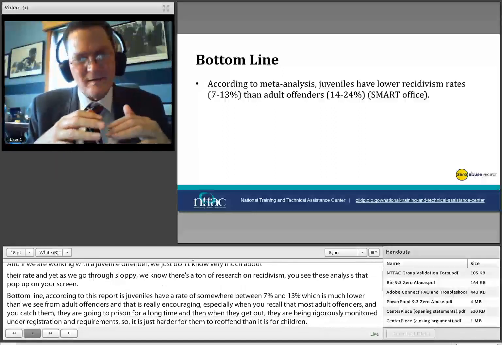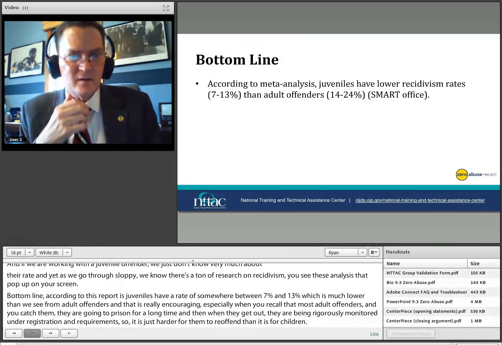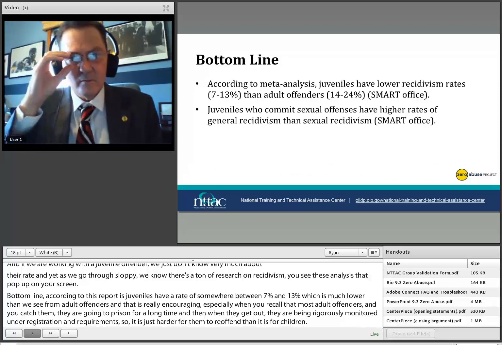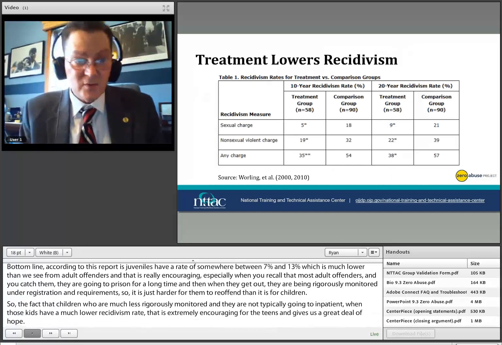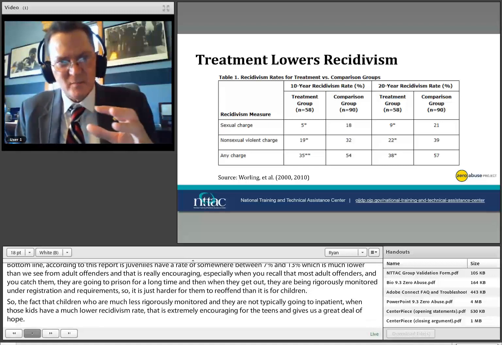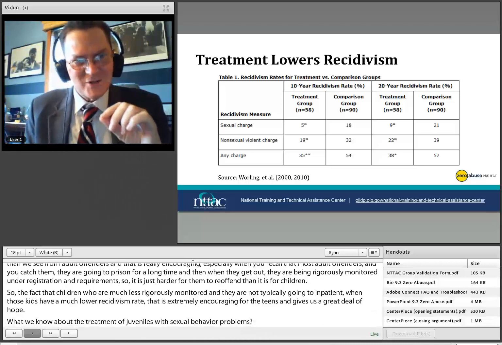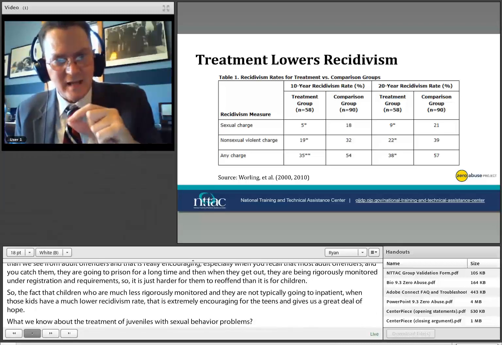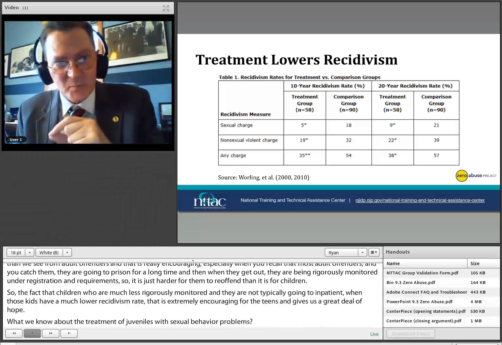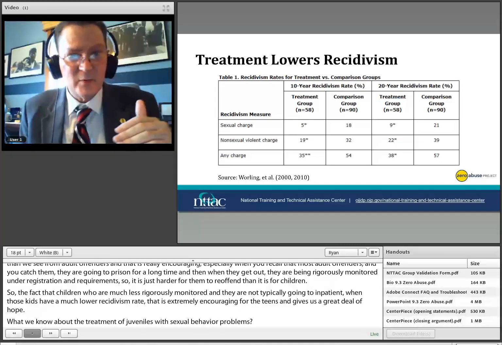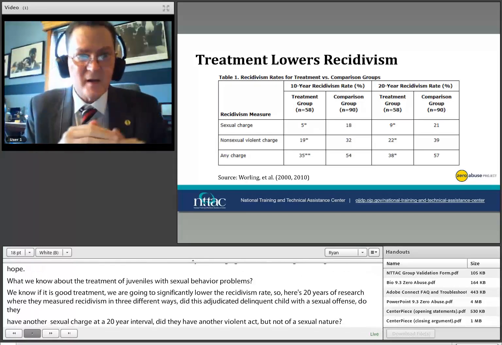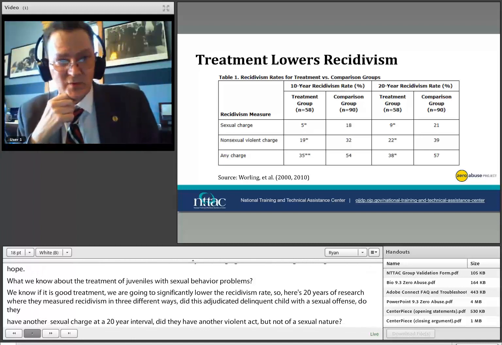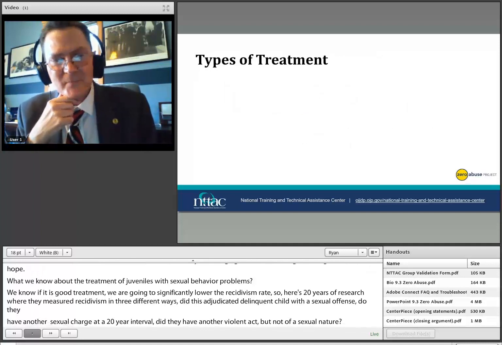And yet, as we peruse through SOMAPI, we know there's a ton of research on recidivism. You see these meta-analyses pop up on your screen. Bottom line, according to the SOMAPI report, is juveniles have a recidivism rate of somewhere between 7 and 13%, which is much lower than we see from adult offenders. And that's really encouraging, especially when you recall that most adult offenders, when we catch them, they're going to prison for a long time, and then when they get out, they are being rigorously monitored under registration requirements. So it's just harder for them to reoffend than it is for children. And so the fact that children who are much less rigorously monitored and are not typically going to inpatient, when those kids have a much lower recidivism rate, that is extremely encouraging for our multidisciplinary teams and gives us a great deal of hope.